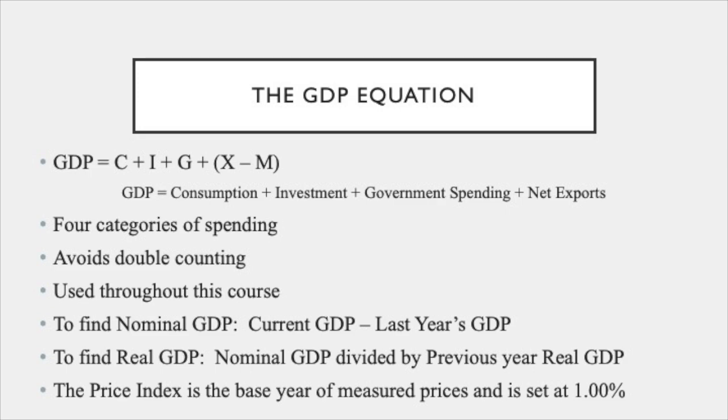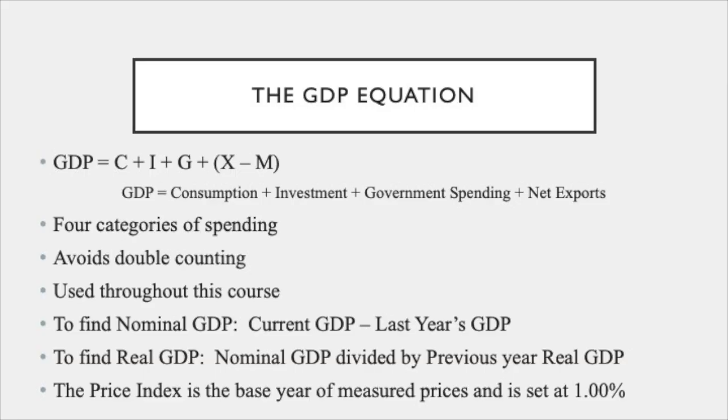G, government spending. This is what federal, state, and local governments spend on goods and services, like building roads, paying teachers, or funding national defense. Important note here: transfer payments like Social Security aren't included, because they're just moving money around, not paying for new production. Then there's the X minus M, or the net exports.